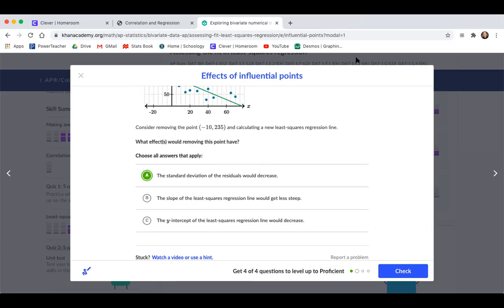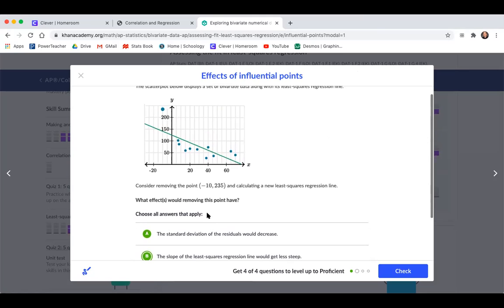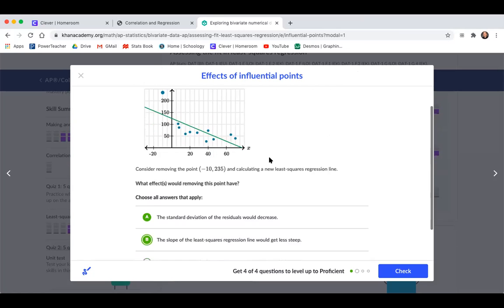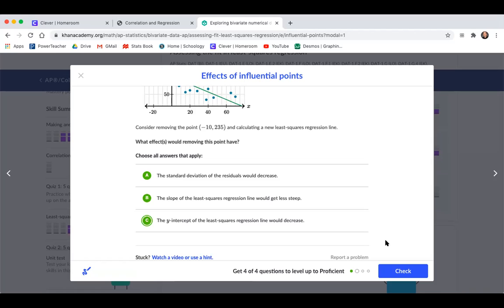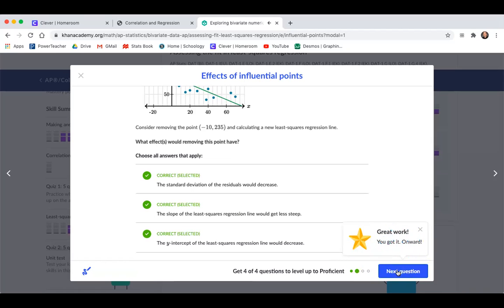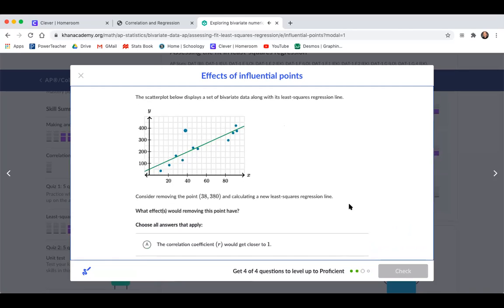Let me get this stuff out of the way. This last option, the y-intercept of the least squares regression line would decrease. I just erased that line, but you could probably see that I drew my new line and it looks more like this. Looks like we would have crossed maybe somewhere around, I don't know, 80 instead of like 125. So indeed, the y-intercept did decrease. Fantastic. Let's try another one.